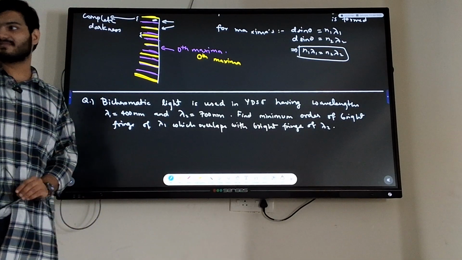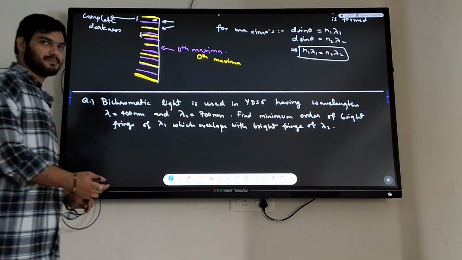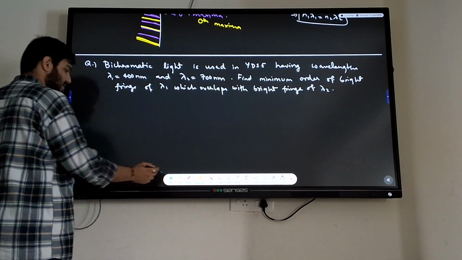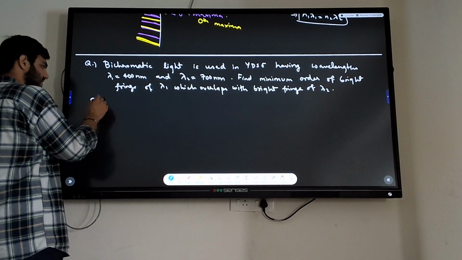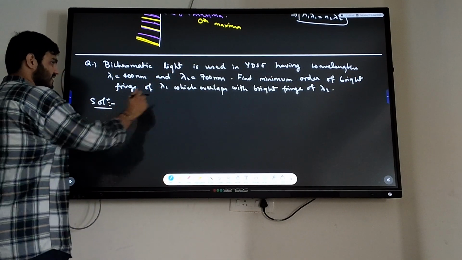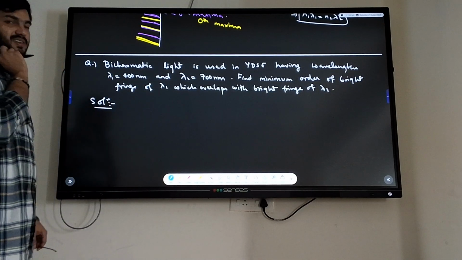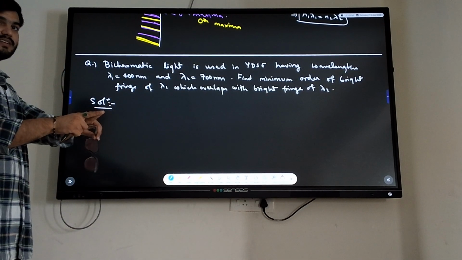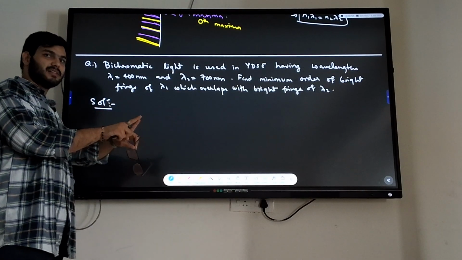Should I start? It's very simple, na? Seventh bright fringe means 4th dark fringe. Not dark, both bright. Let me see, so what would be the condition? The bright fringes are going to coincide, na? That means they are subtending the same angle theta.